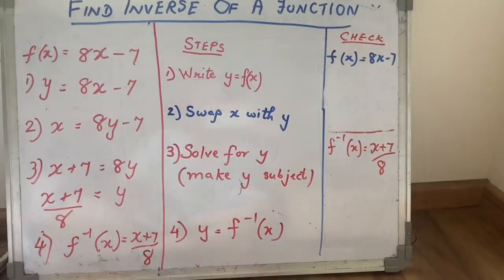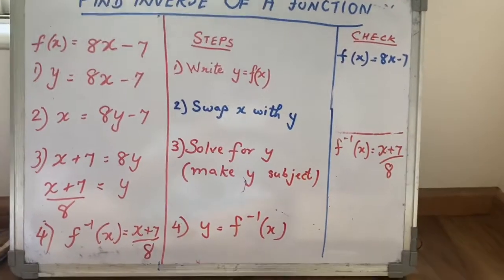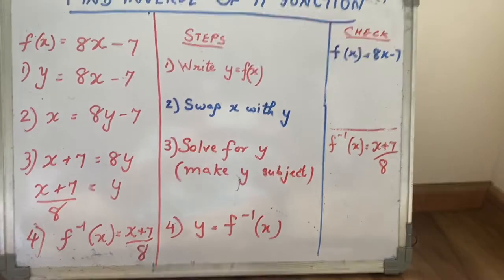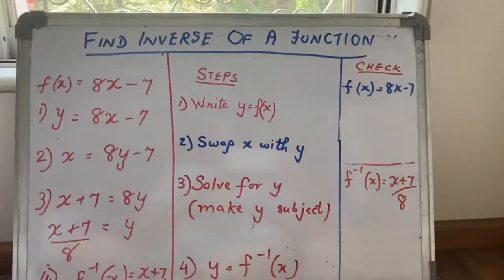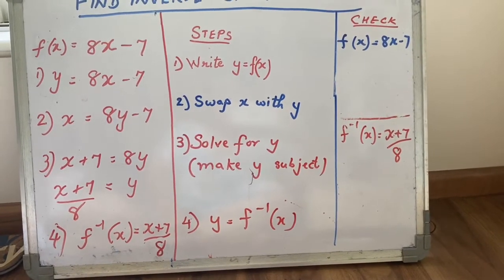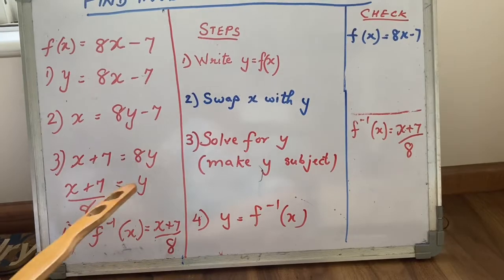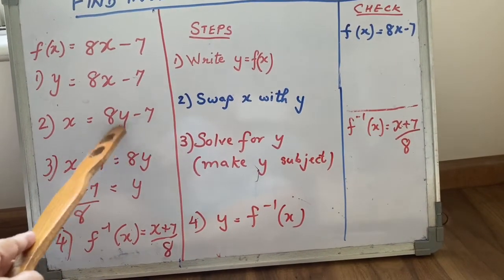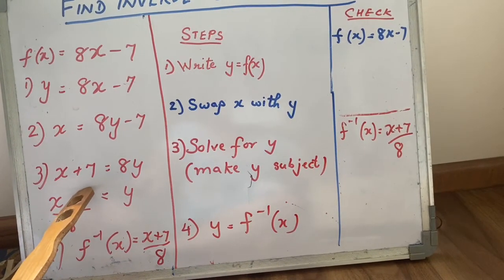Let's take one more example. f of x is 8x minus 7. So now as step 1, we will write y is equal to 8x minus 7. Next step, we are going to swap x and y. Once we swap x and y, we will make y the subject. In the third step now, we have already swapped x and y in the second step, so we are going to make y the subject.